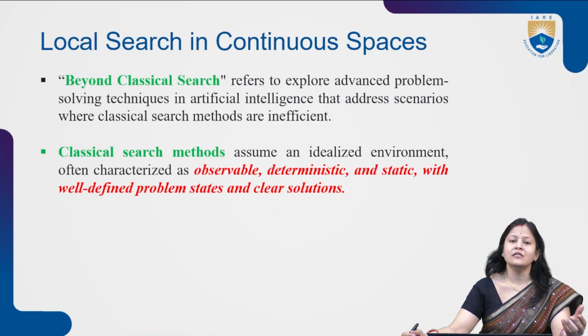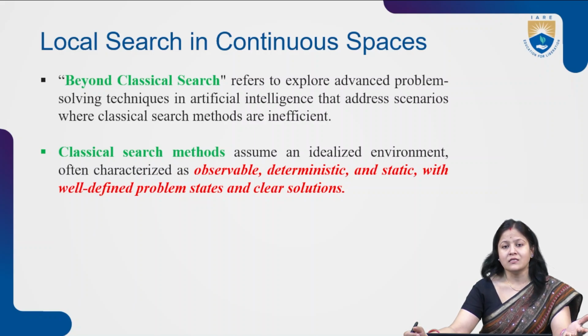Normally for classical search methods, we use algorithms like breadth first search or depth first search or A-star algorithm or uniform cost search. So those kinds of search techniques, either informed or uninformed search techniques, can be used. So both informed and uninformed search techniques come under classical search methods.